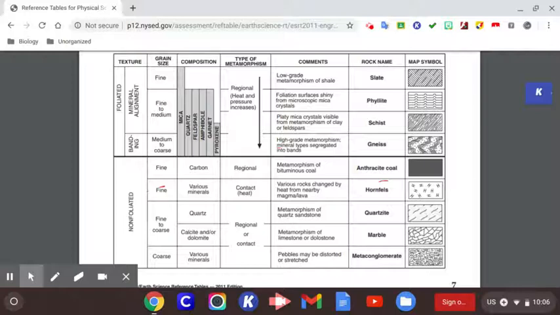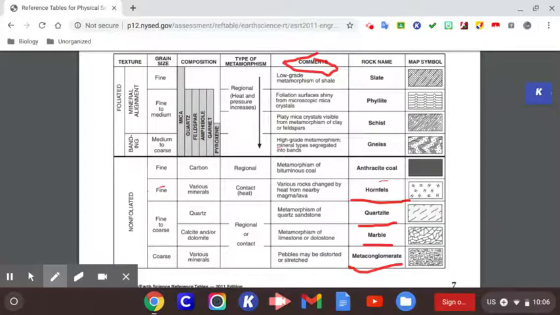Is it A, quartzite, B, marble, C, metaconglomerate, or D, hornfels? Which one of these, quartzite, marble, metaconglomerate, or hornfels, comes from the metamorphism of limestone? And you're going to want to look at the comment section, which forms from the metamorphism of limestone.